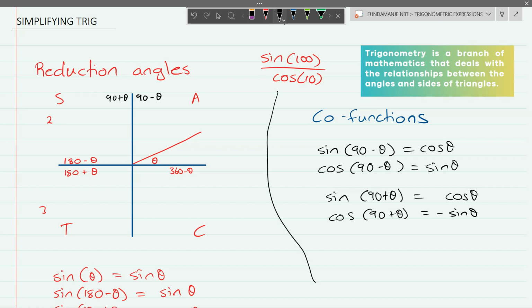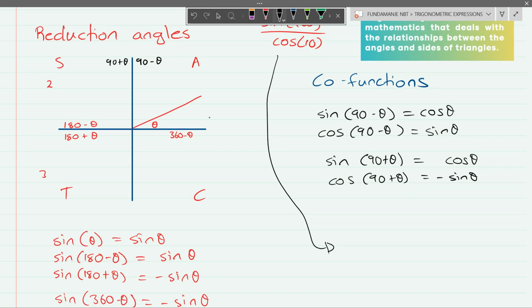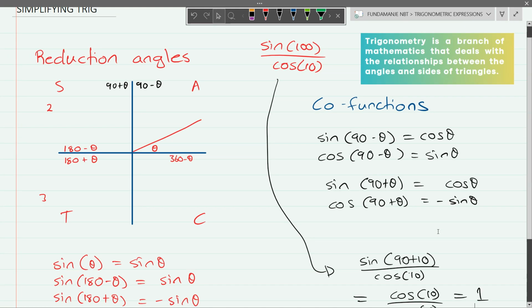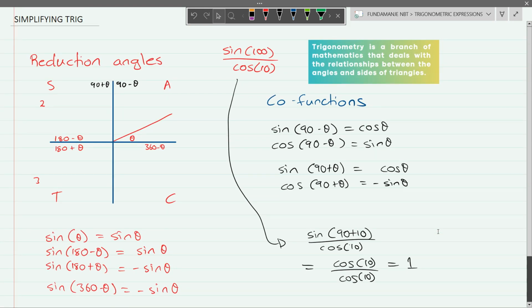Now taking a look at this example again, we have sine 100 over cos 10. 100 can be written as 90 plus 10. Therefore, we can say sine of 90 plus 10 over cos 10. Sine of 90 plus theta is just cos of that angle. So we get cos 10 over cos 10, which just gives us 1. So this is how you apply reduction angles and cofunctions in order to simplify trig expressions with values.